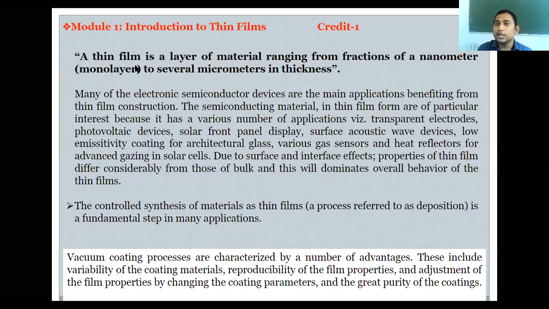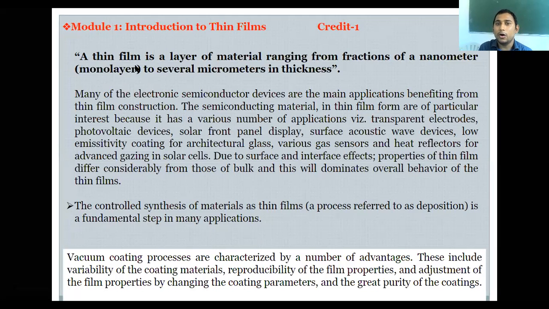Okay, material is nothing but different kinds of atoms or molecules or ions. Zinc oxide material, for example, tin oxide material, titanium oxide material, or any kind of material, that is nothing but a material. So what is the definition?